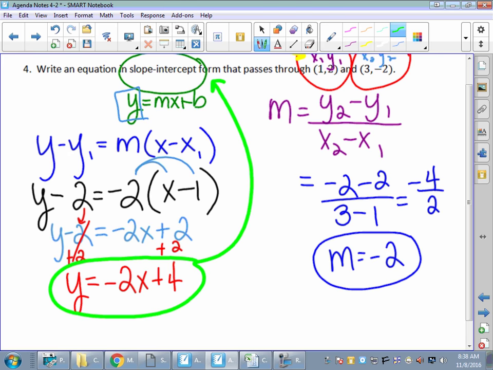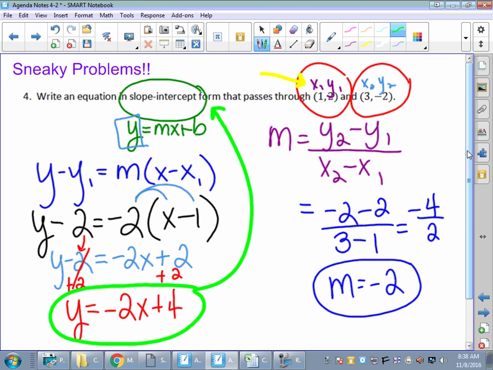I had to find the slope. I had to use one of those 2 points. So this is a sneaky problem because we have to find the slope. You could graph it and count rise over run. You can do whatever you need to do to find that slope.